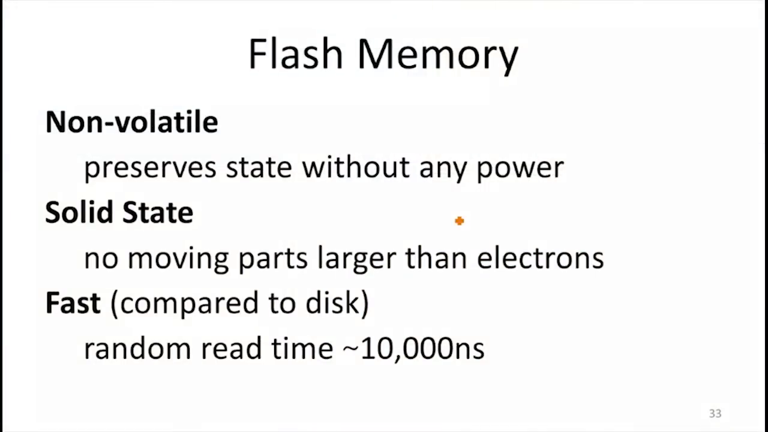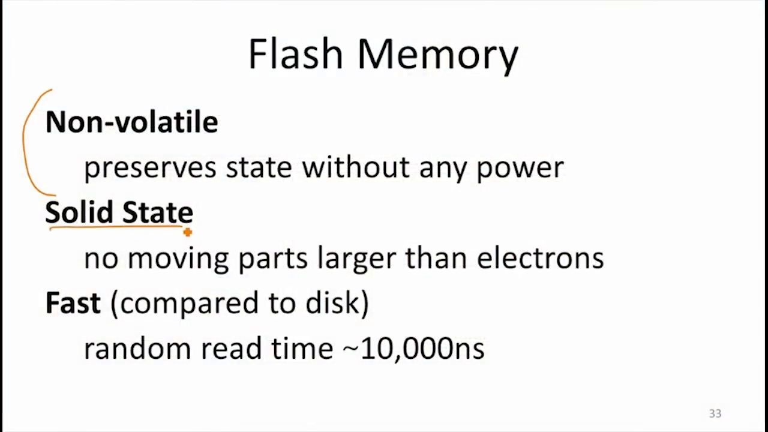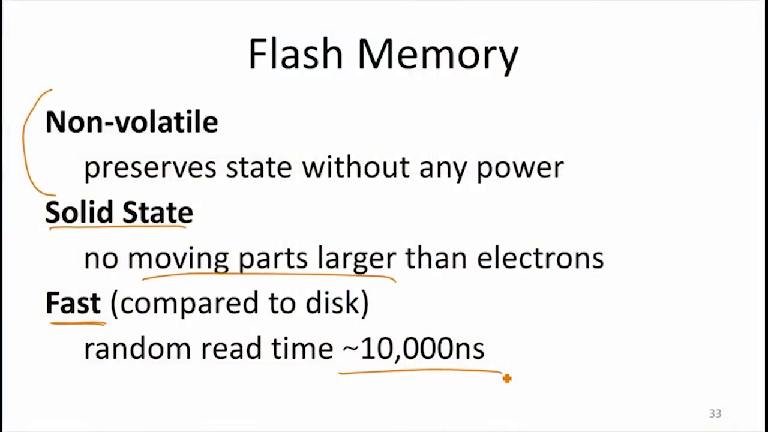It's non-volatile, so it preserves the state for a really long time. Certainly not forever, but for long enough that we trust our devices to use it. It is solid state, and all solid state means is there are no big moving parts. The only things that move are at the scale of electrons. So that means it's quiet. That means it should be less vulnerable to things like being dropped than a disk drive would be. And it's fast, not compared to SRAM, but fast compared to disk. The time to read all cells is really close to the same. The writing time can vary quite a bit, but the time to read is fairly stable. It's orders of a few thousand nanoseconds, compared to hundreds of thousands or millions of nanoseconds on a disk.